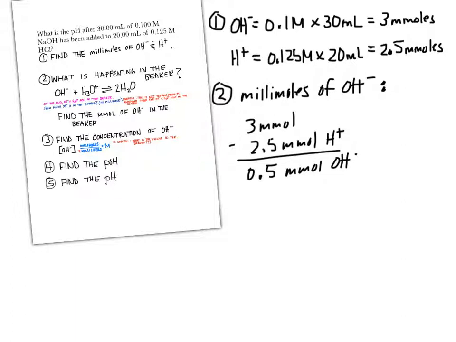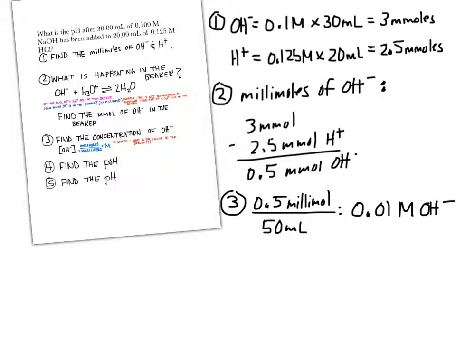Okay, so we walked through that, and hopefully you realized that we're going to have half a millimole of hydroxide left over, or 0.5 millimoles of hydroxide, because 2.5 millimoles of hydrogen is going to neutralize 2.5 millimoles of hydroxide. Step 3 says to find the concentration of our hydroxide ion now. Think about what was in the beaker. I had 20 milliliters of acid and 30 milliliters of base. Our volume changed. So what will the concentration be if I have 0.5 millimoles and the volume?